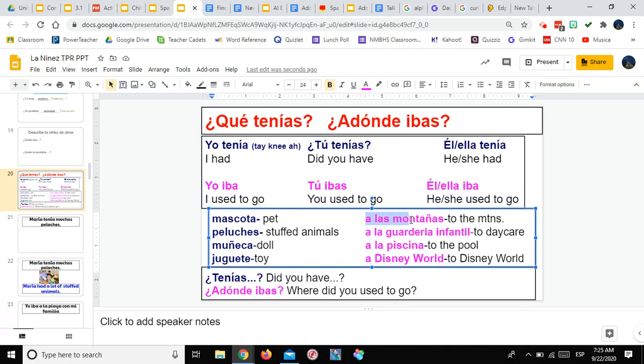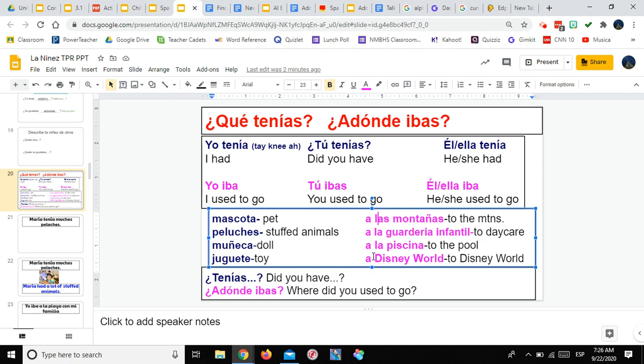And then what you do is you pick this sentence starter here and plug it in with one of these vocab terms. So a las montañas is to the mountains. A la guardería infantil, y'all, that's a mouthful, to daycare. So if you used to go to daycare: Yo no iba a la guardería infantil.